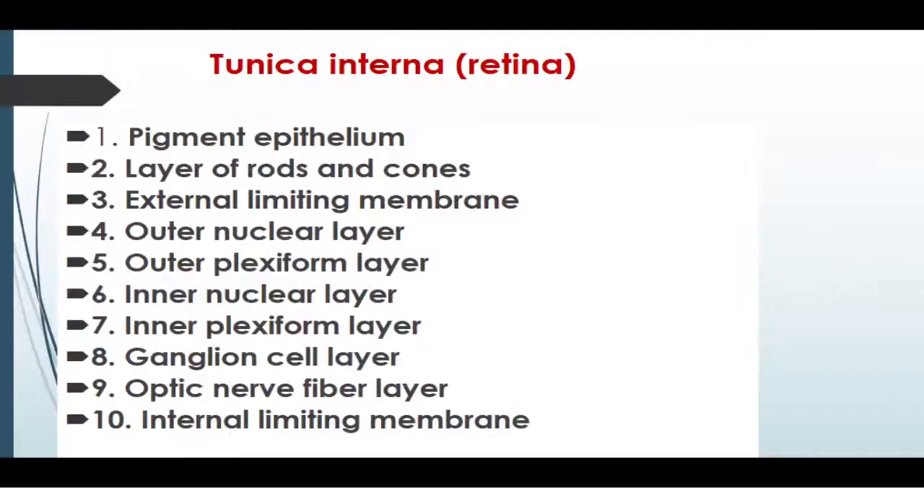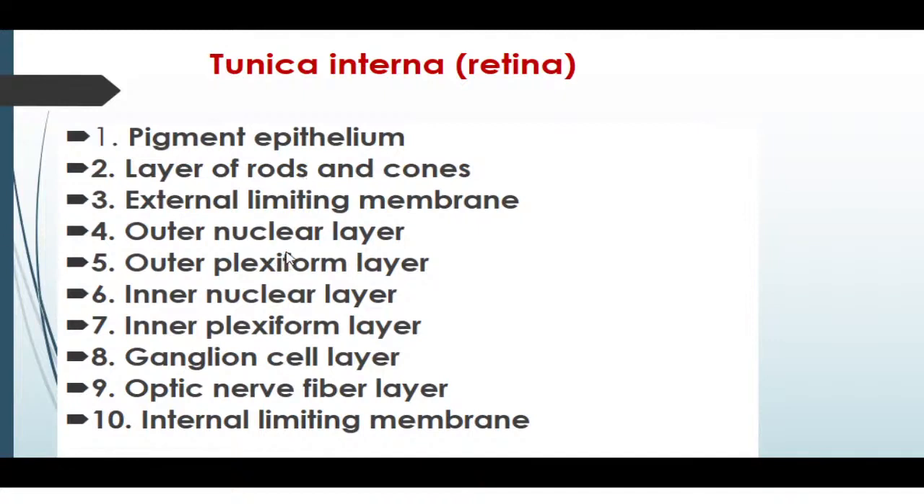And the next layer: tunica interna, the retina. This is a main component of the eye because it provides the sensations. The main sensations are the result of interactions of the neuronal networks of the retina. Pigment epithelium, number 1. Second, the layer of rods and cones. Third, the external limiting membrane, which is a product of processes of Müller cells. Müller cells are modified glial cells.